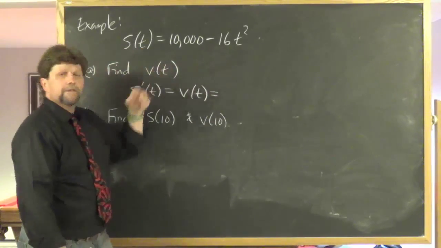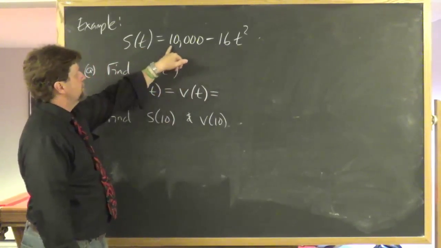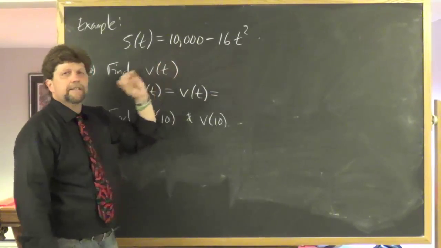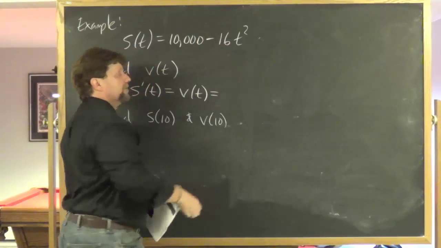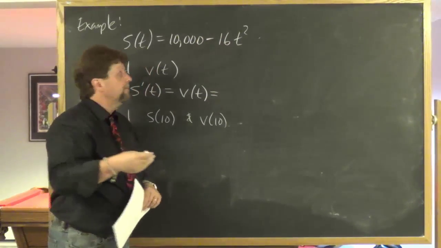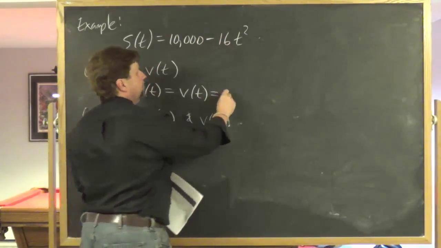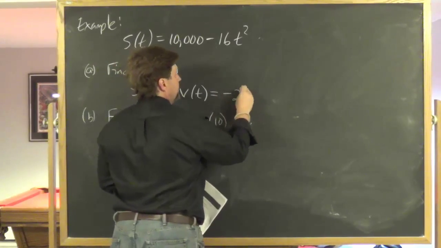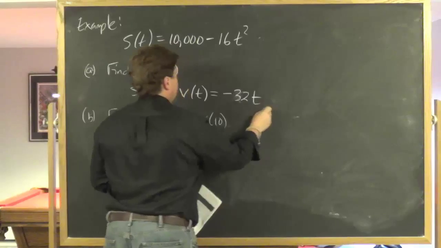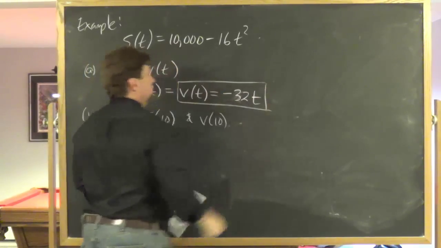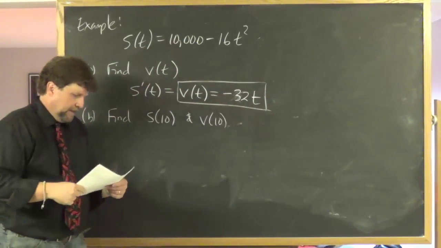Let's see, looks like sum and difference rule. The derivative of 10,000 is 0. So all we have is the derivative of the second term, and thanks to the constant multiple rule, we get negative 32t. So that's the velocity function.